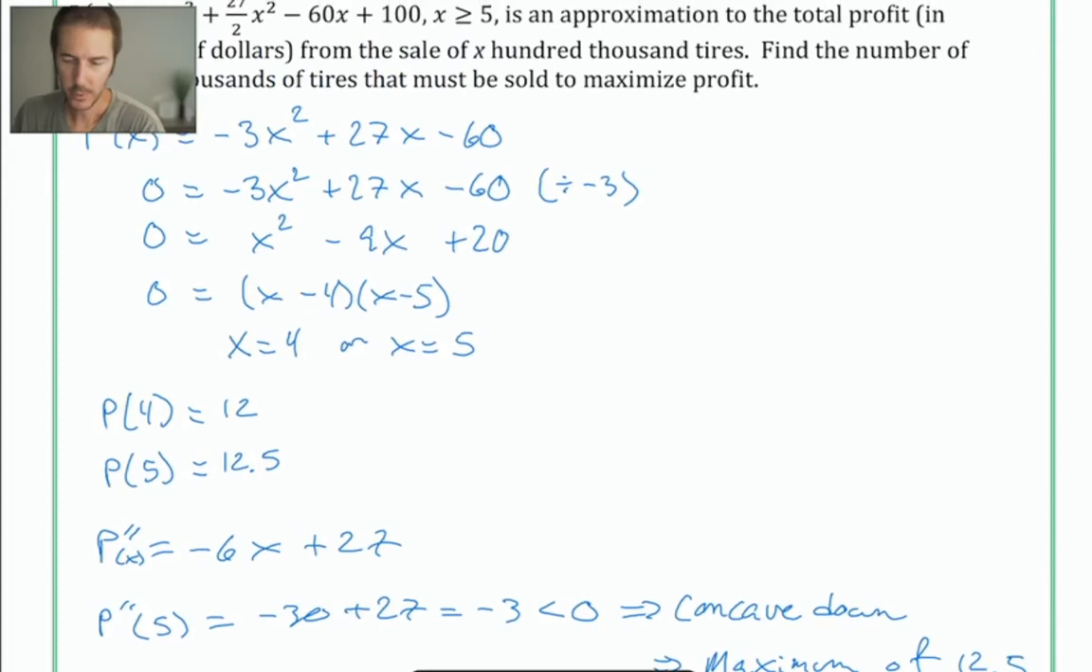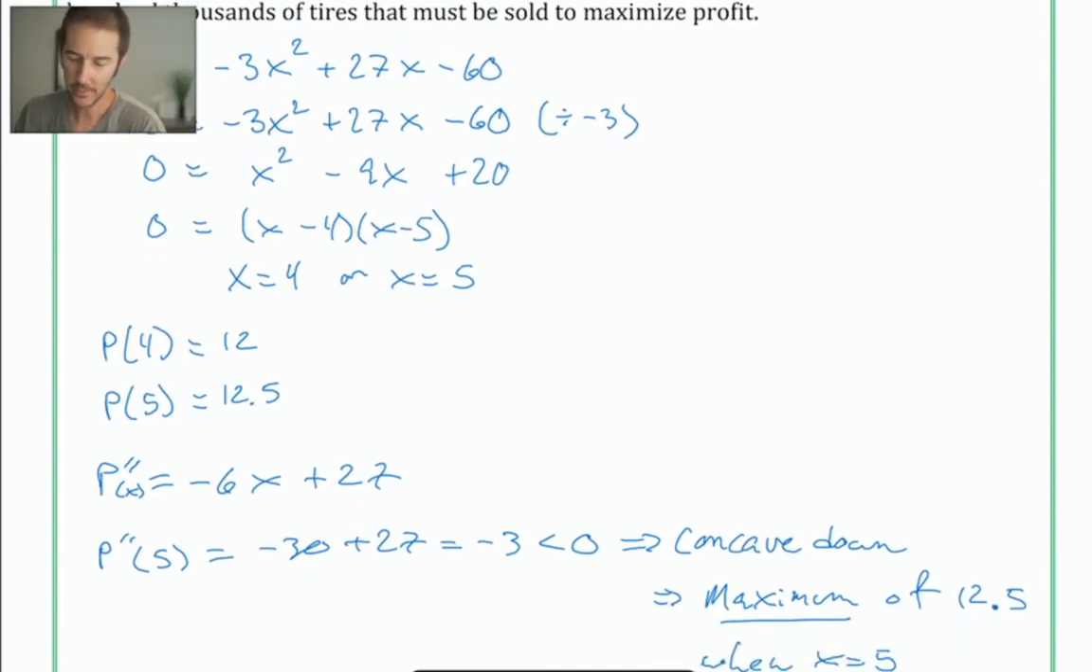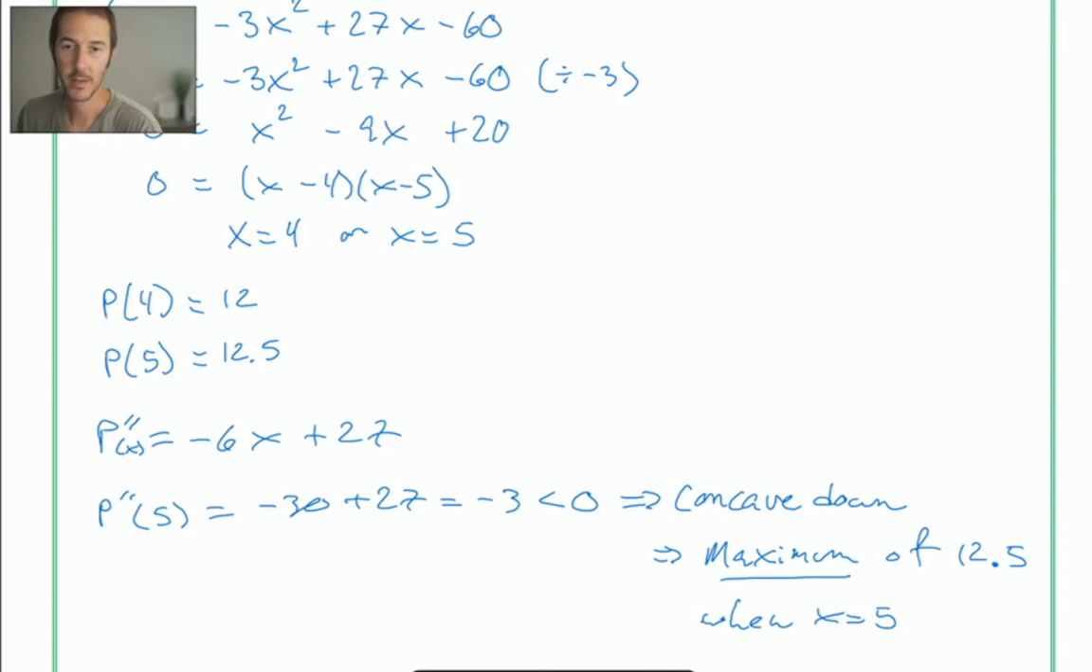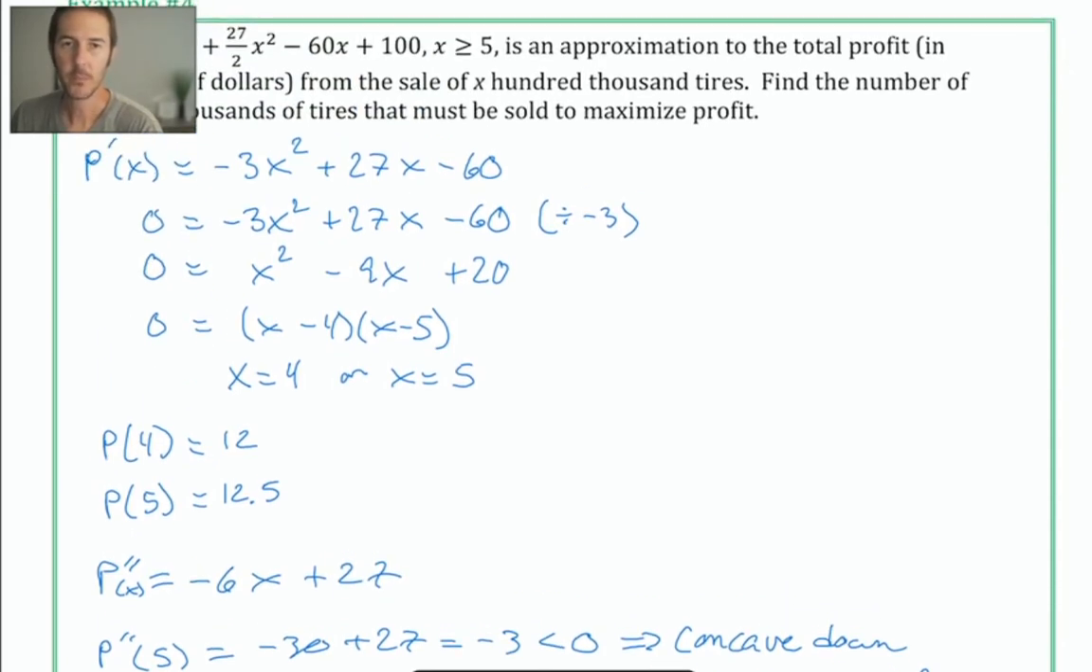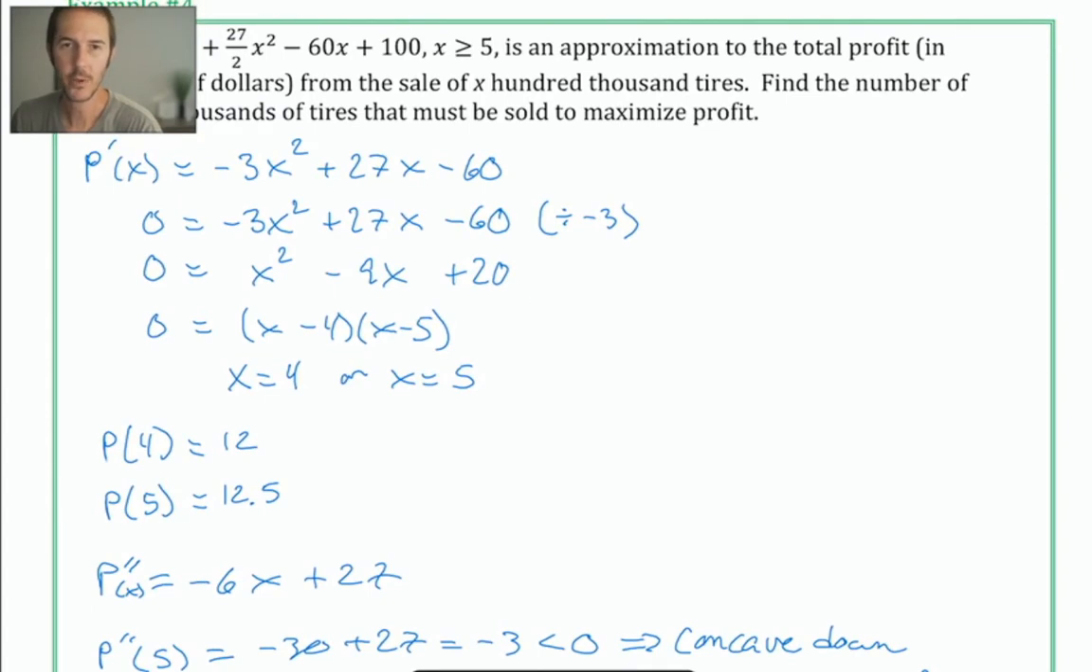Let's make sure we're answering the question correctly. Find the number of hundreds of thousands of tires that must be sold to maximize the profit. That's an x value, and our x value is 5. When x equals 5, how many tires are we selling? 12.5 hundred thousand. So take 12.5, multiply it by 100,000, and if they wanted to know how many tires were being sold in order to maximize the profit, you would have your number of tires.